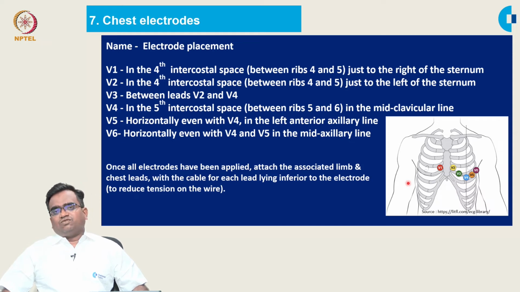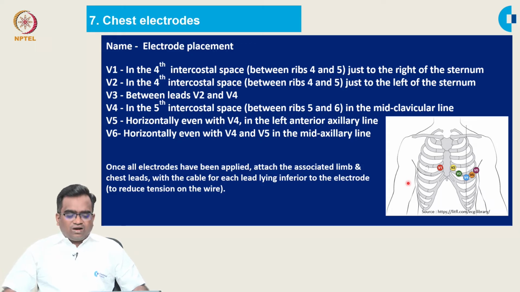Next lead is V5. It has to be placed at the level of V4, that is the left fifth intercostal space, but at the level of the anterior axillary line, that is nearer to the anterior axillary line. Next, V6. V6 is placed in the same plane as V4 and V5, but at the level of the mid axillary line.